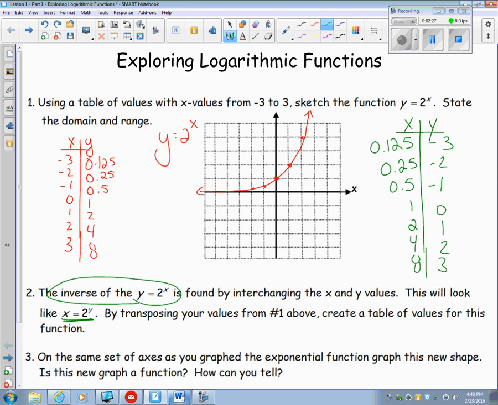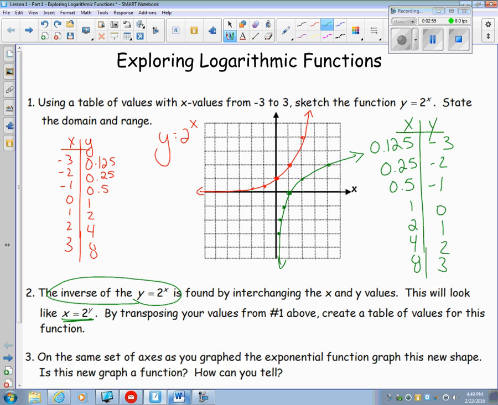Okay, they're swapping positions. If I graph that thing, which is what number 3 asks us to do, 0.125 and -3, that's really close to this y-axis and down here. Then 0.25 and -2, again really close to the y-axis down here. 0.5, 1 and 0, 2 and 1, 4 and 2, and end up with a graph that looks like that. Okay, so the red one was our original graph for the exponential function, and the green one is this new graph.